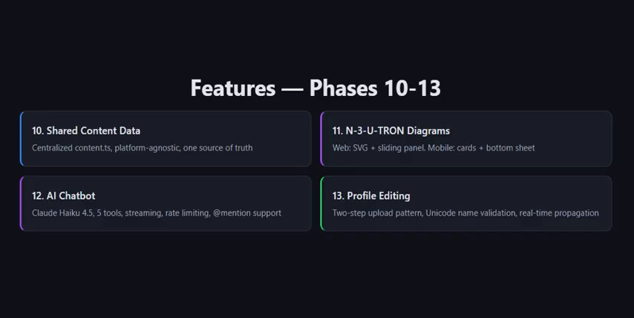Phase 11, body diagrams. The interactive explorable architecture visualization, our N3 Utron body metaphor as an actual interactive component. This showcases SVG rendering on web and a custom implementation on mobile. Phase 12, AI chatbot. Claude Haiku 4.5 integration with all 5 tools, 2 tool maps for authenticated and guest users, streaming responses, per user threads, and the token bucket rate limiter. This is a substantial phase because the AI system touches the database and the real-time layer.